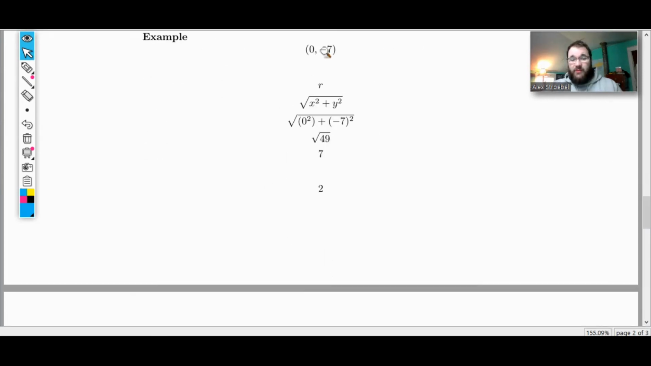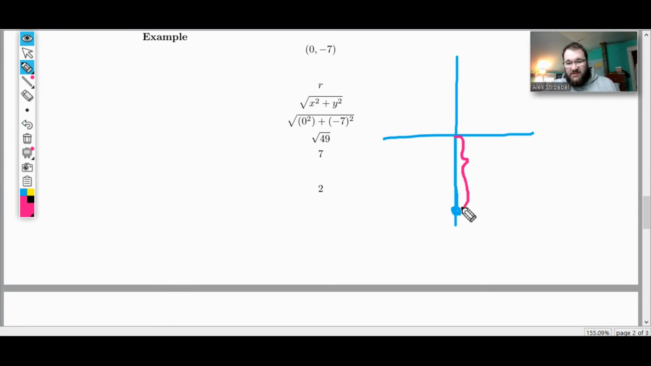This is the last point I'm going to go through. It is the point 0, -7. We can just use the formula to find our r. We have x squared plus y squared, 0 squared plus 7 squared, which is 49, so the square root is 7. That makes sense because this point corresponds to this point down here, and the magnitude of this is just going to be 7.